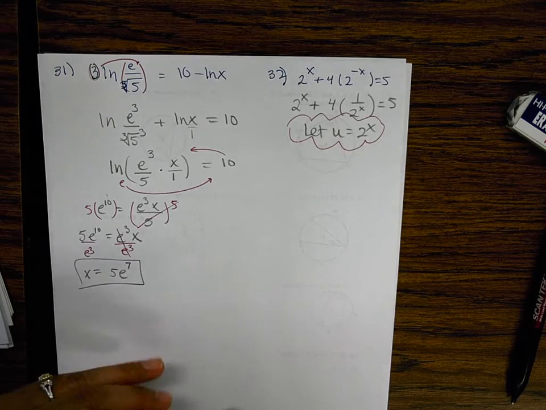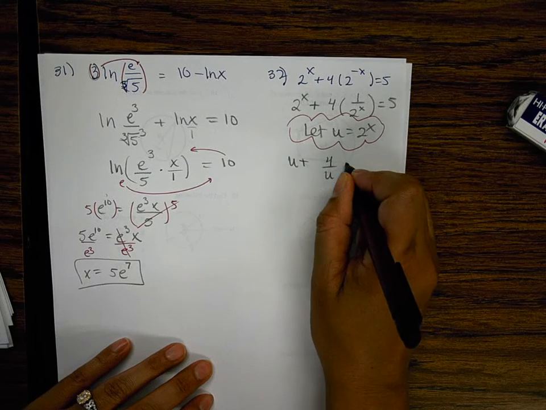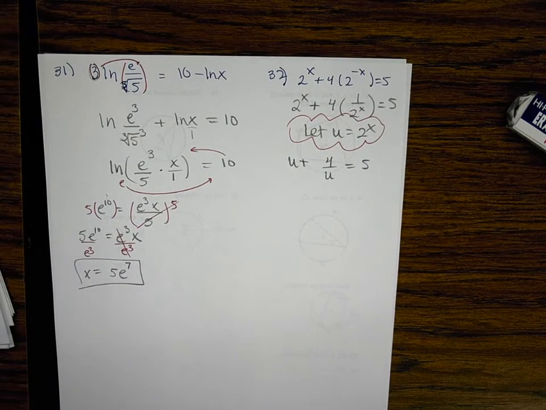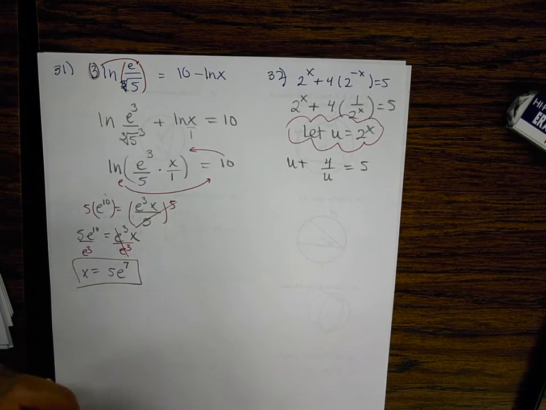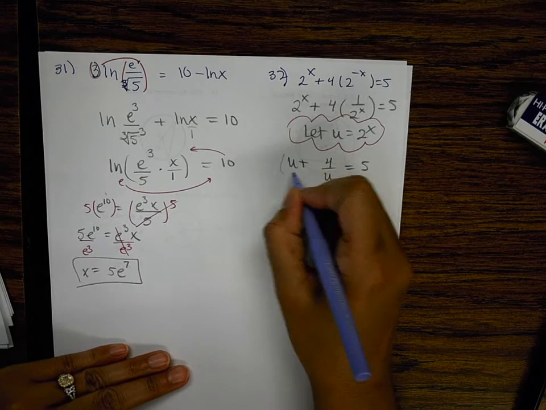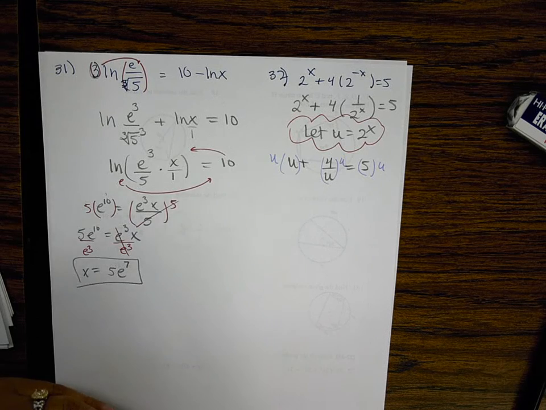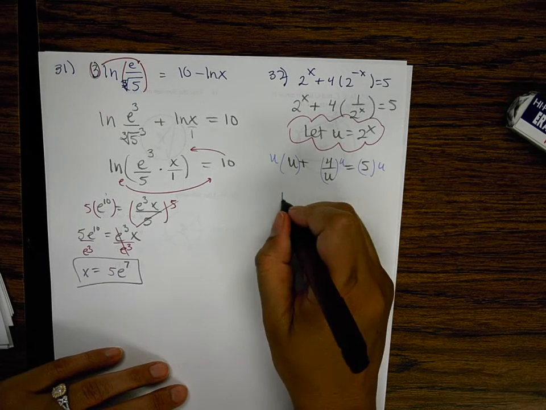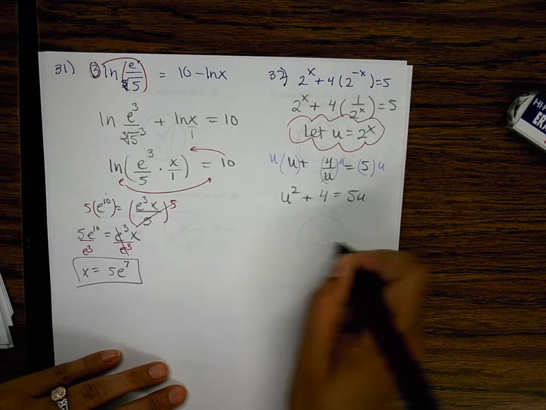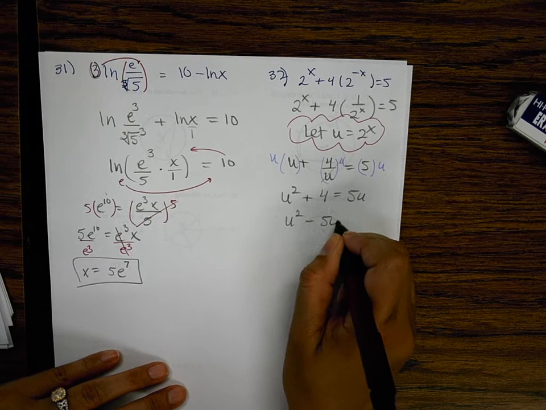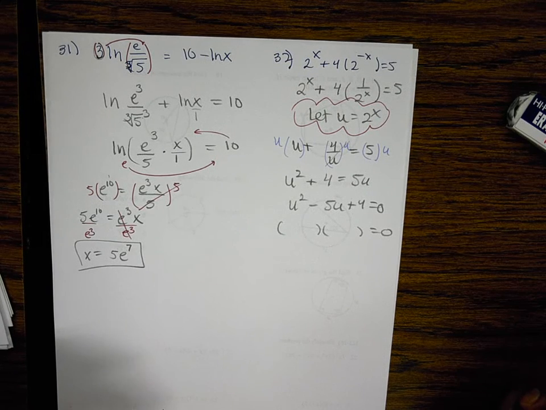I'm going to plug it in. U plus 4 over u equals 5. 4 times 1 over u is just 4 over u. Multiply everything by the u to clear it out of the denominator. u times u is u squared, plus 4 over u times u is just 4 equals 5u. Subtract it over: u squared minus 5u plus 4 equals 0. And now you are ready to double bubble, factor, and solve. Factor that on your own.